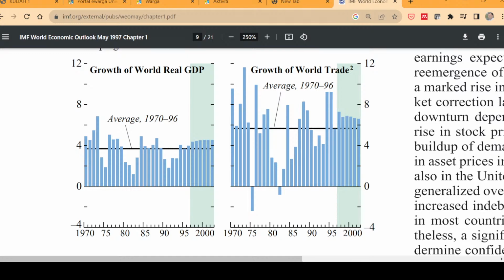Inflation, yes. 1973, first oil shock. Inflation, and it came down. Then 1979, once again, this is the second oil shock. Another inflation.